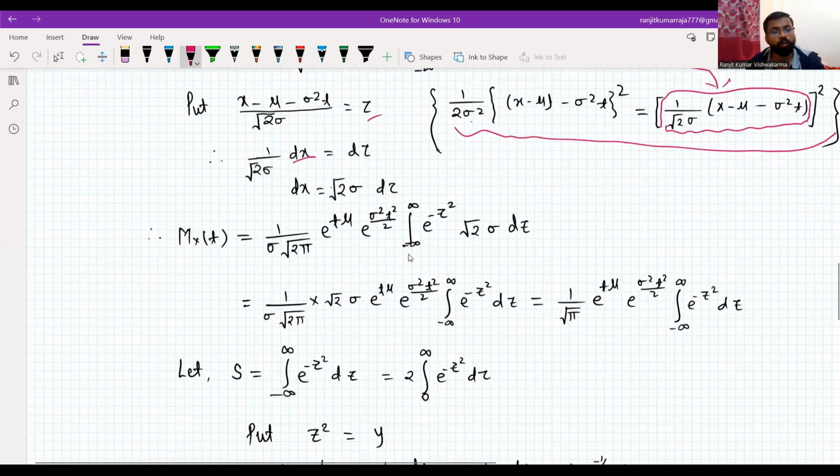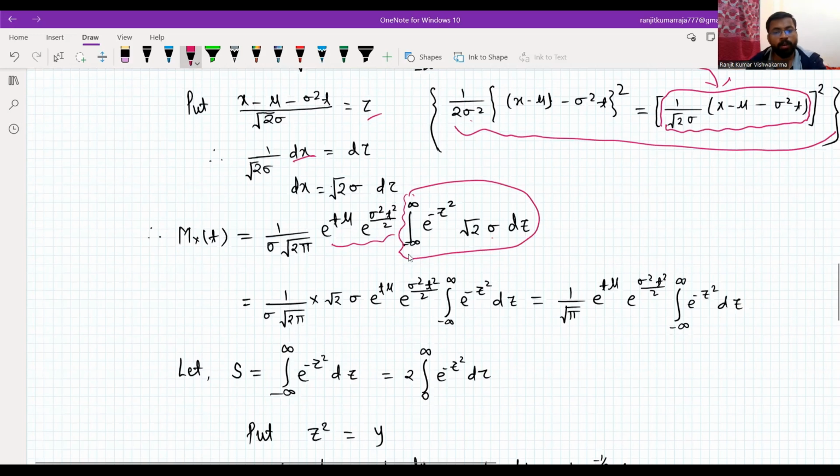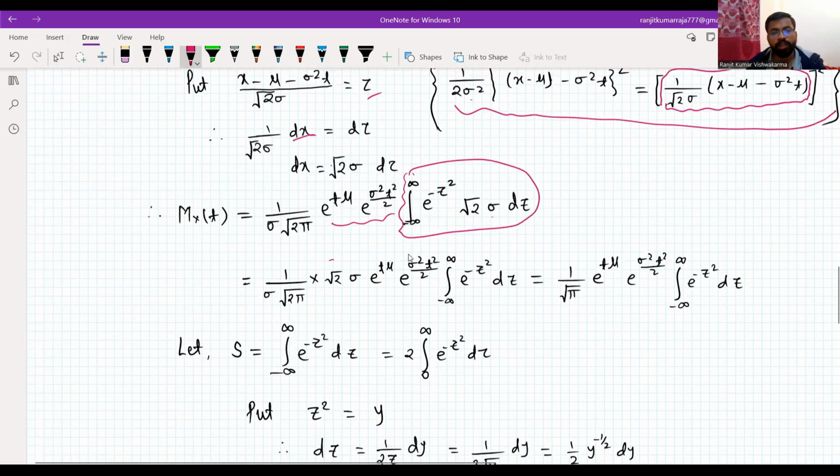After putting this, the moment generating function will be equal to 1 by sigma root 2 pi e to the power tu, the rest of the term will be the same, and the only change will be here, that is minus infinity to infinity e to the power minus z square root 2 sigma dz. Again, root 2 sigma is a constant term, so I will take it outside of the integration.